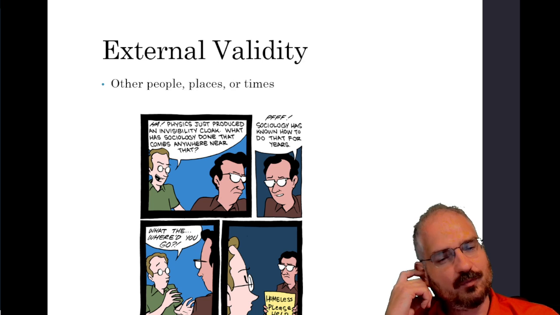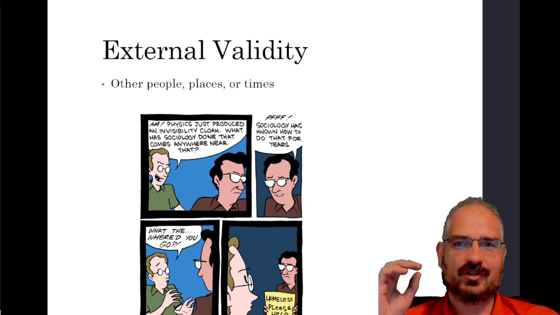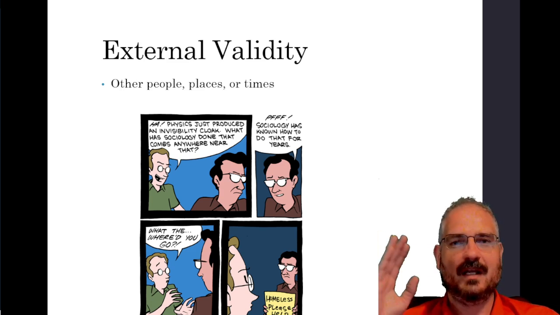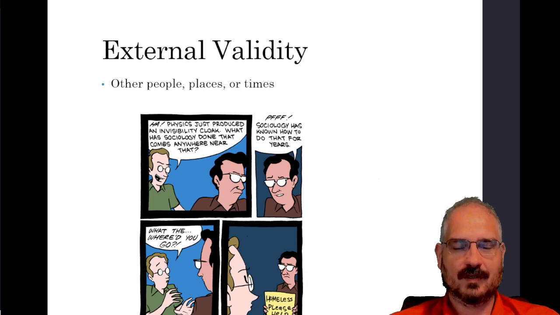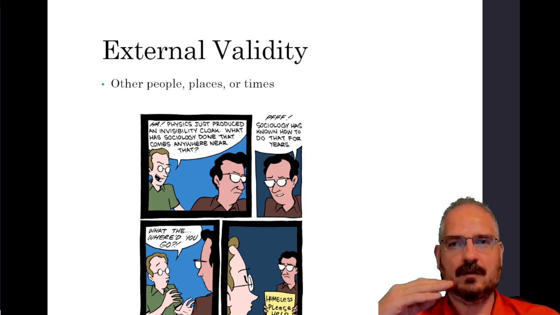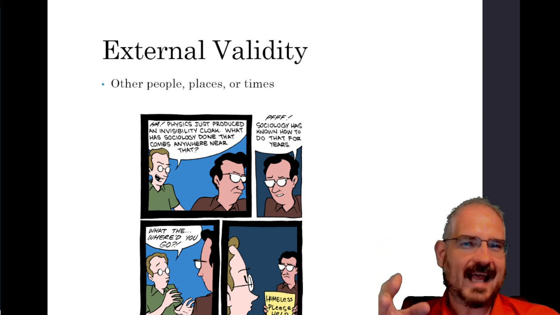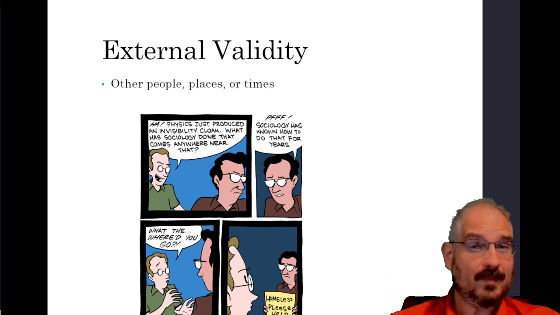External validity is relatively simple, okay? External validity is just how well our results translate to other people, other places, or other times. In other words, how generalizable are our findings, right? If we do an experiment only on white men, does that necessarily translate to men of other races or women, right?